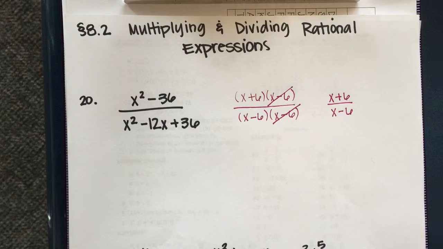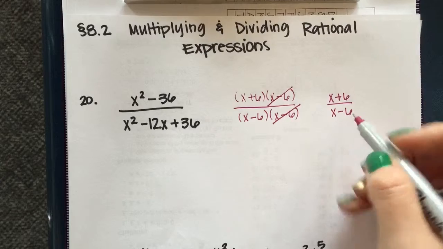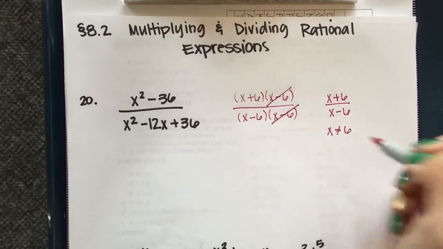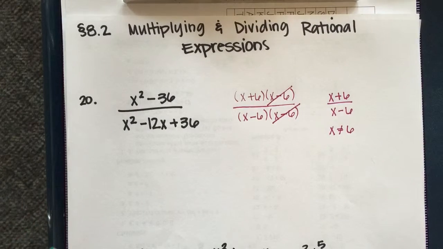I believe this problem might also say to list any values of x that are not in the domain. So anything that would make the bottom 0. Positive 6 would make the bottom 0. So x cannot equal 6. 6 is not in the domain.